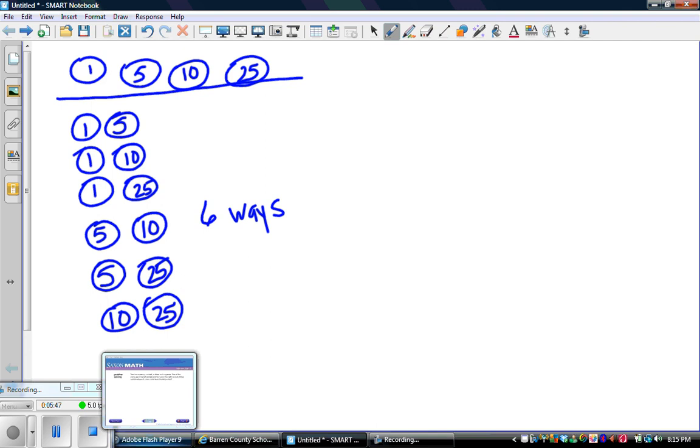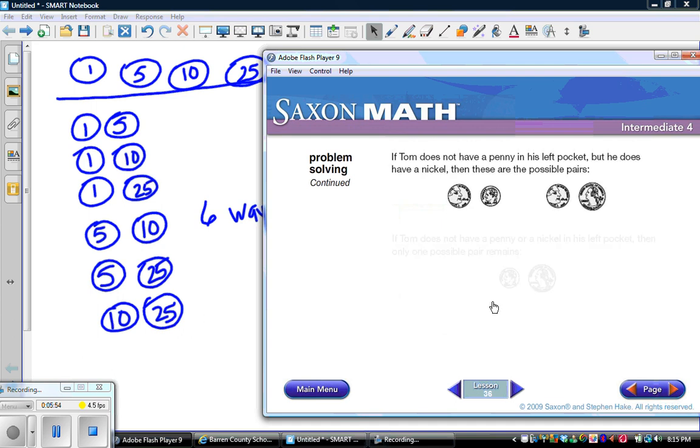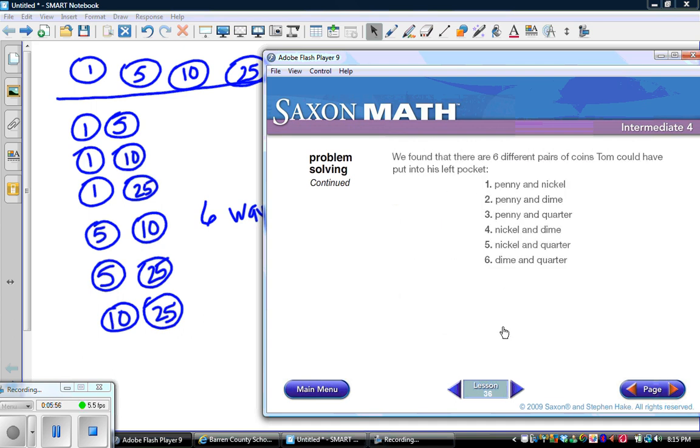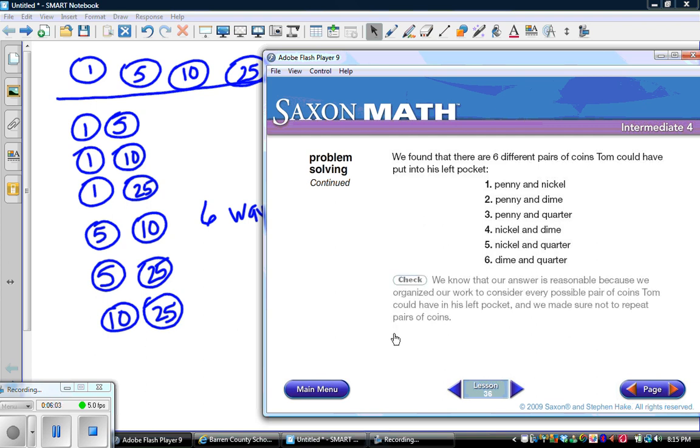Let's see how they did it. They did it with pictures. So did we. Theirs just look better than mine. And they did their combinations with words. 6 combinations.